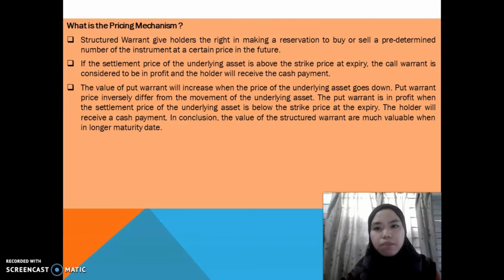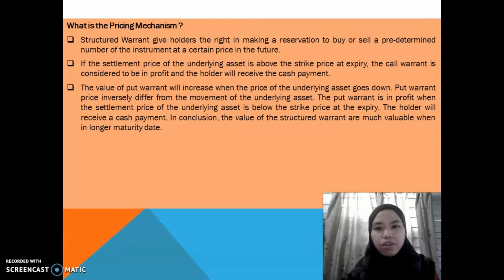What is the pricing mechanism? A structured warrant gives the holder the right to buy or sell a predetermined number of the instrument at a certain price in the future. If the settlement price of the underlying asset is above the strike price at expiry, the call warrant is considered to be in profit and the holder will receive the cash payment.